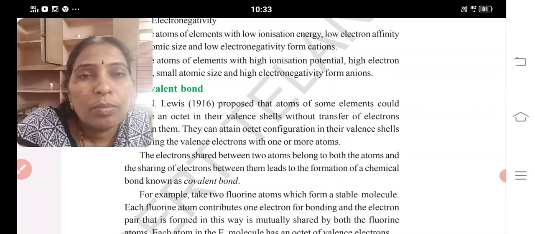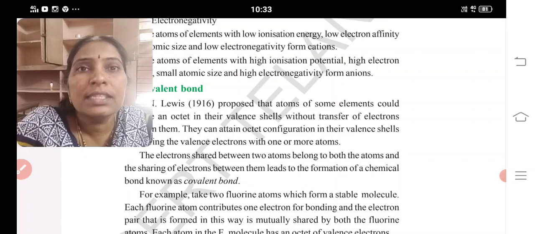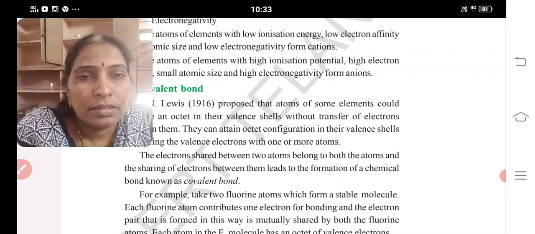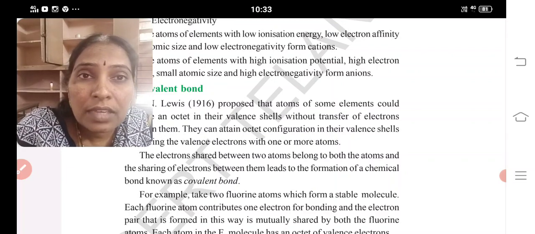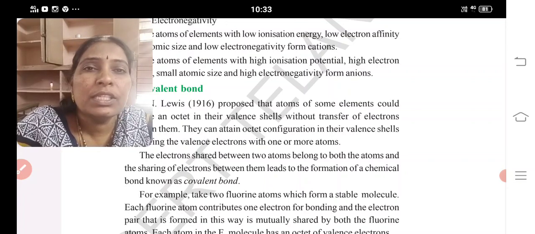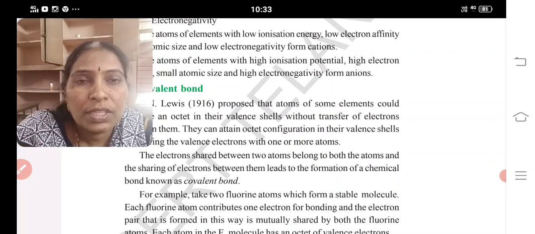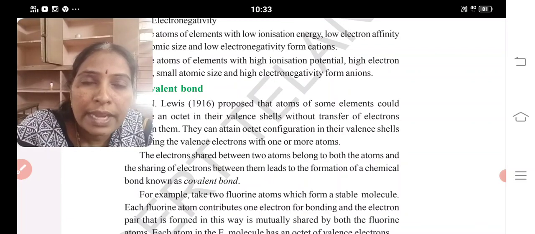What is an ionic bond? The bond formed by transfer of electrons is known as an ionic bond, and the bond formed by ions is also known as an ionic bond. So why will they transfer? To get stability. To get that stability, they will participate in bond formation, that is ionic bond. Next, covalent bond. What is a covalent bond? Ionic bond examples were also explained: sodium chloride, magnesium chloride.